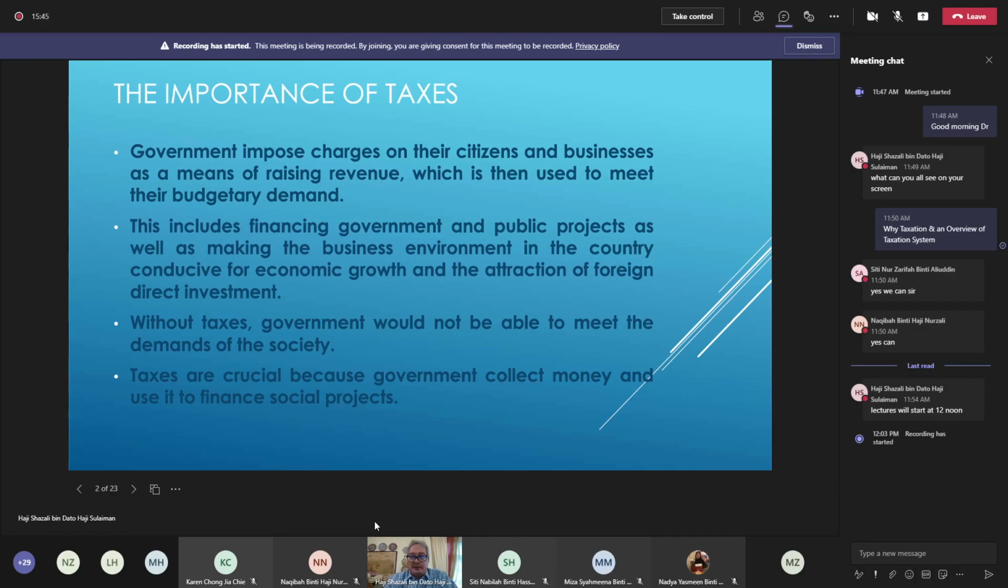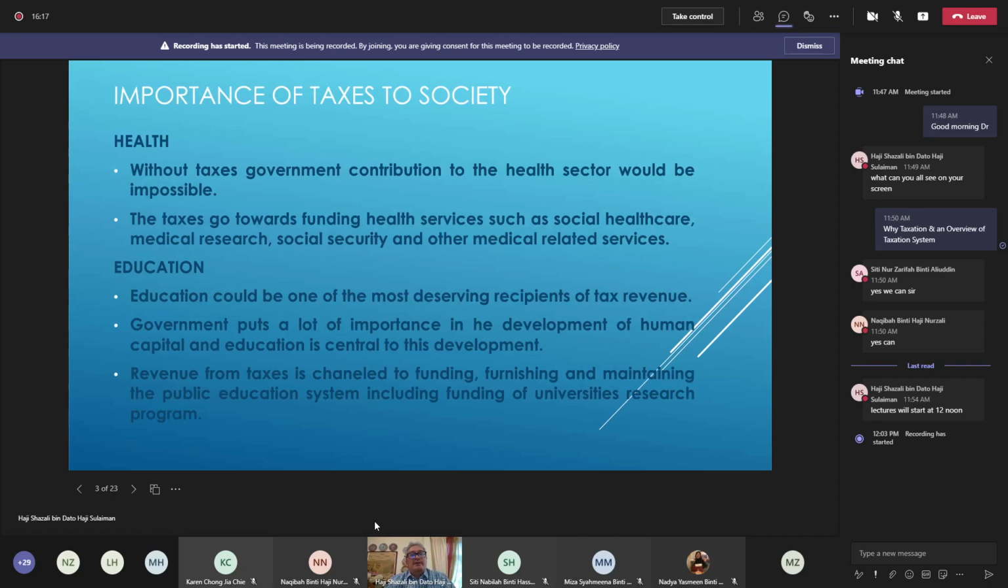So what government does is spend on infrastructure, which could be physical infrastructure, legal infrastructure, infrastructure relating to the roads, ports, and telecommunication and everything else. So without taxes, government will not be able to meet the demands of society. Taxes are crucial because government collect money and use it to finance social projects. I'll go through each of the main components of government expenditure. So why is it important? The importance of tax to society.